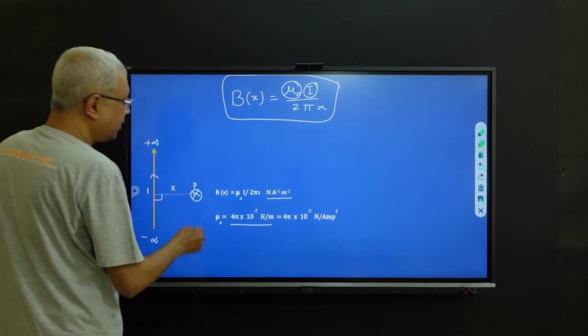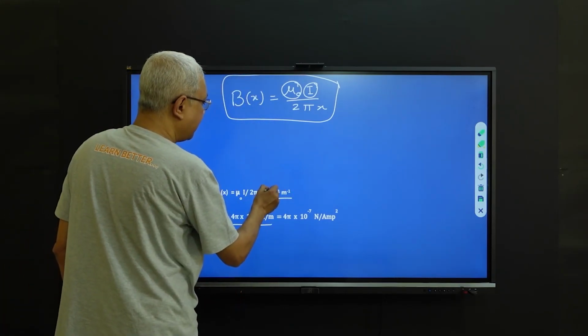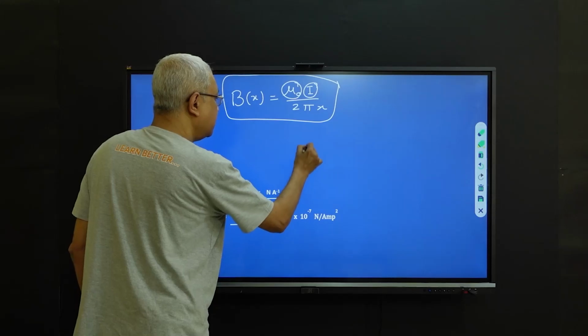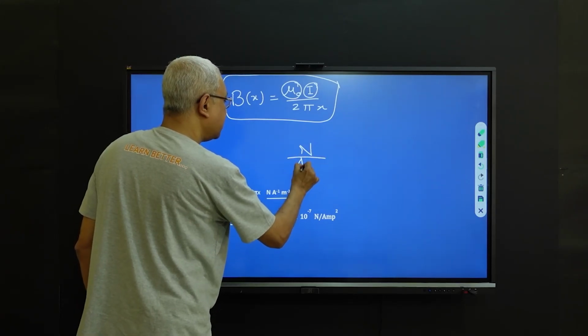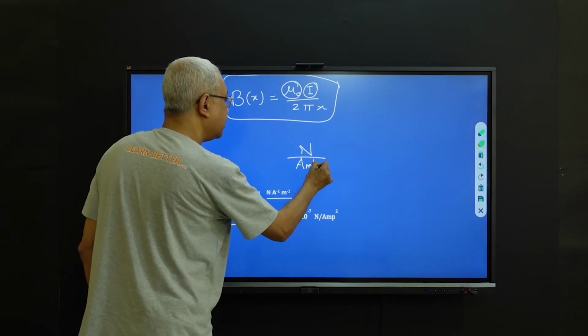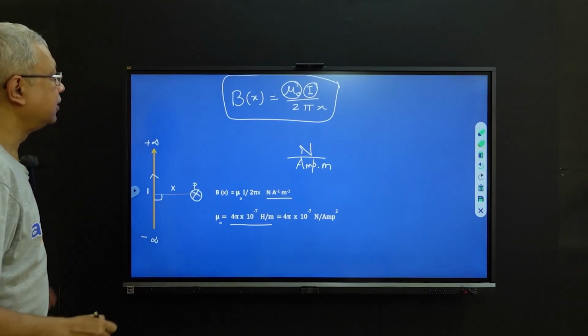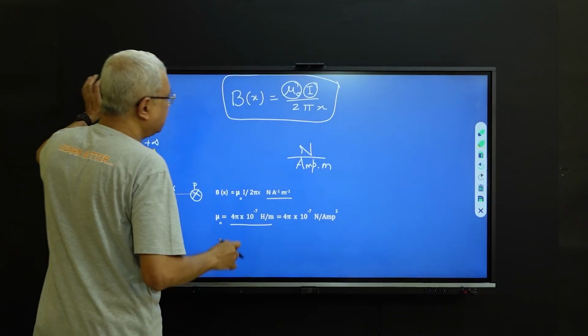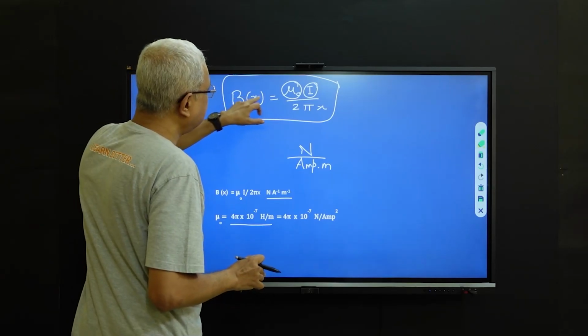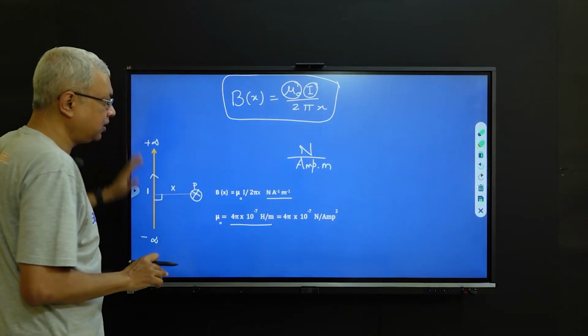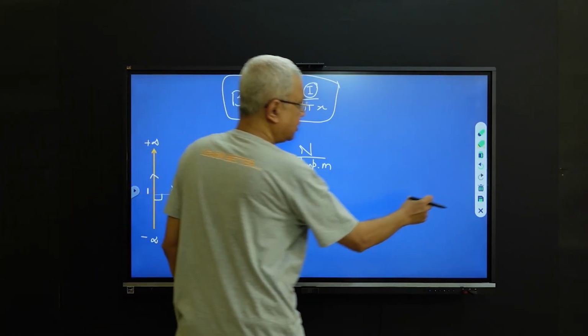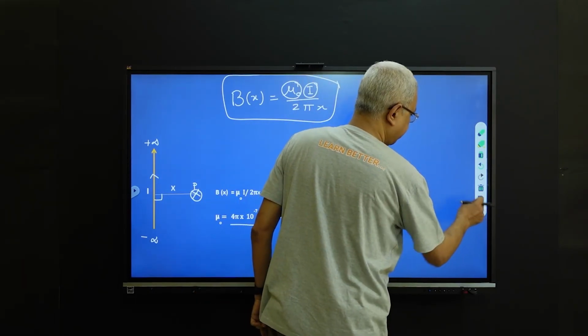And units are Newton per ampere meter. So with this background, remember magnetic field's expression is mu naught I by 2 pi x. So with this background, let us try to solve this problem.